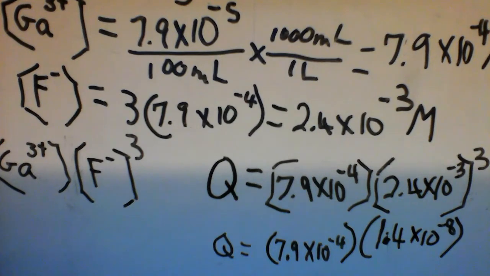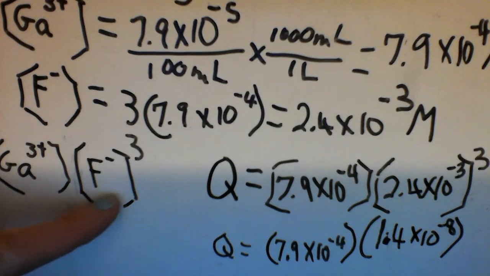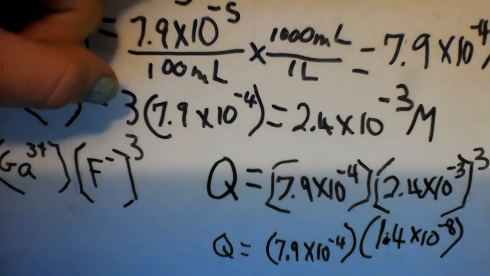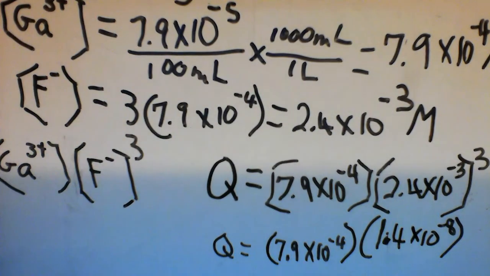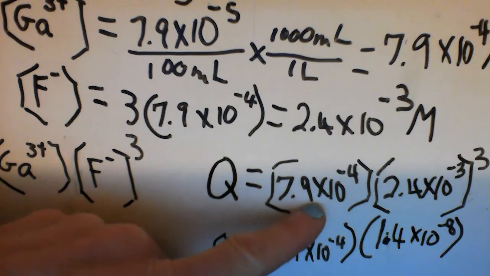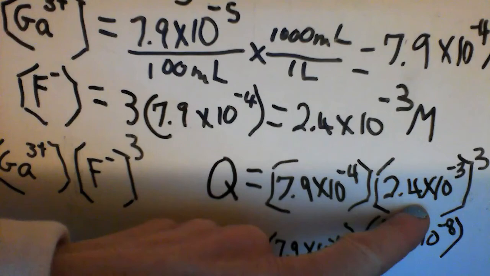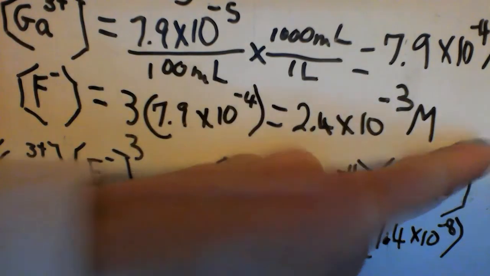Now we can find a solubility product expression for the concentration of gallium ions and fluorine ions. Remember, the fluorine ions have to be cubed because over here we have a coefficient of 3 for fluorine. Then we can find the ion product. The ion product is the concentration or molarity of gallium multiplied by the molarity of fluorine, which is cubed.